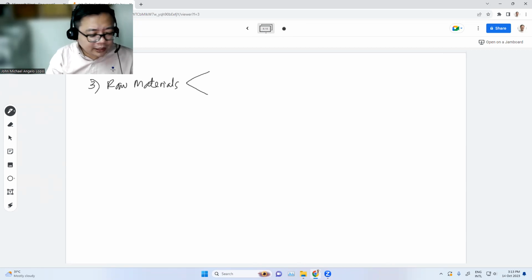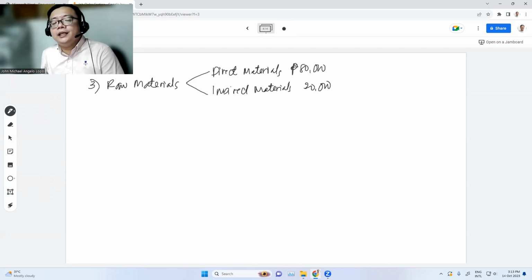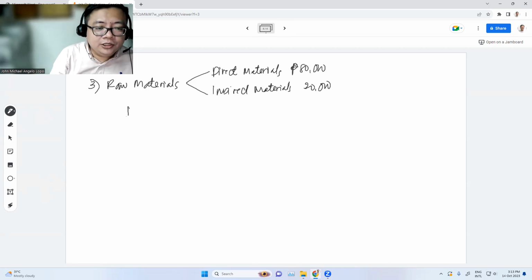Let's say, class, we used it all up. Nothing is left. Out of 100,000, we identify that the direct materials are worth 80,000 and the indirect materials are 20,000. That means nothing is left. So we took them, and this, class, is the issuance to production.